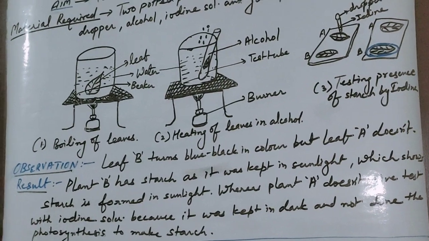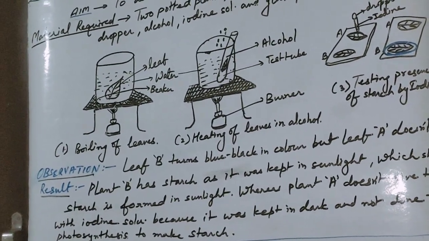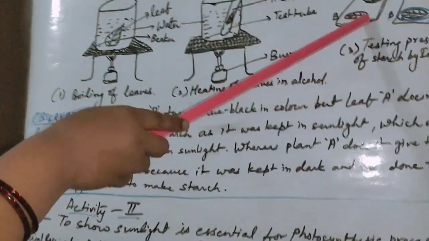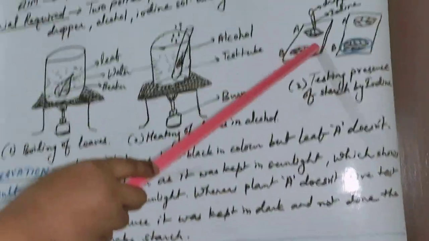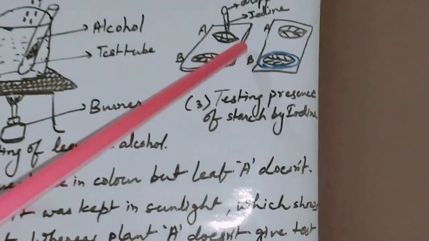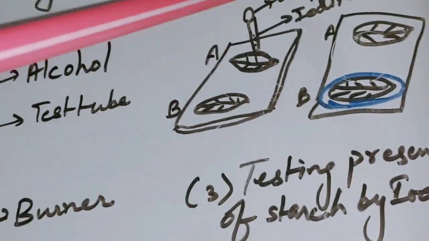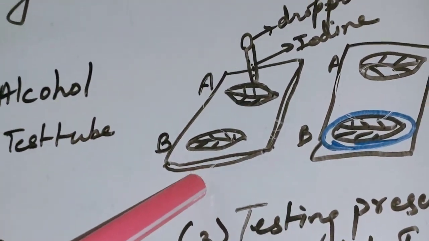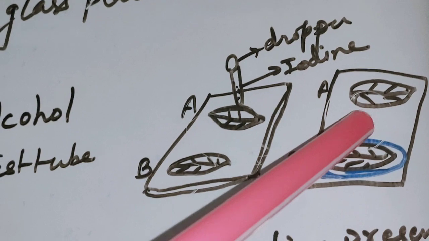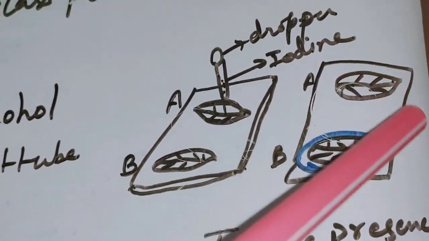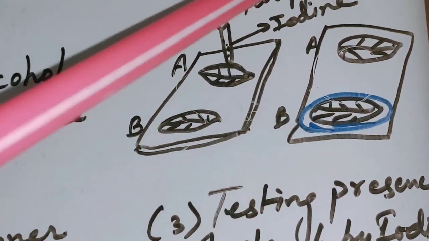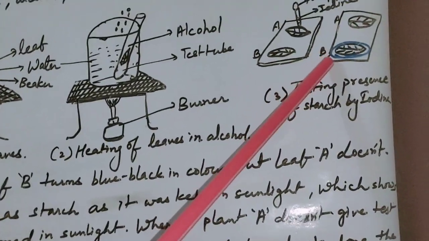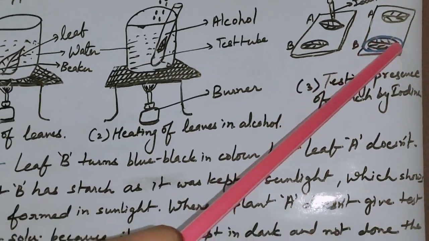Then what will we do? We will place both the leaves A and B on a glass plate and put a few drops of iodine on them. Here you can see leaf A is kept and leaf B is kept. On leaf A we will put the iodine solution and on B also. We will observe, students, that leaf A will remain the same, with no change in the color of iodine, while leaf B will show the changing of blue color of iodine into black.